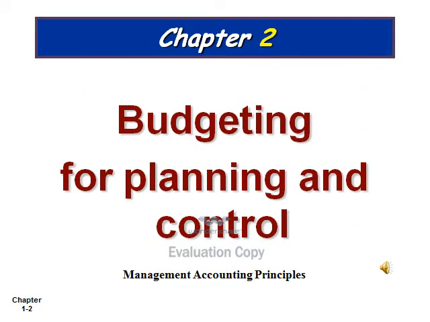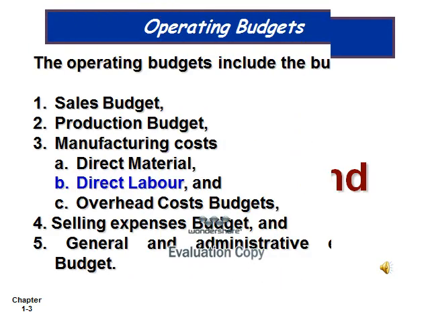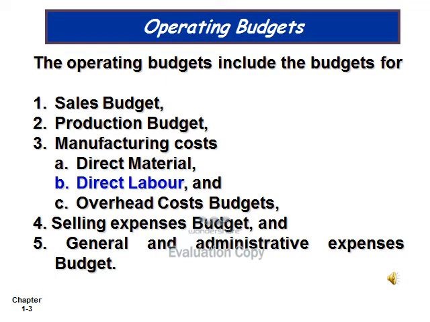In this lecture, I will continue how to prepare a budget for planning and control. We still discuss operating a budget. In the last lectures, we had studied sales budget, production budget, and manufacturing cost budget. In manufacturing cost budget, we had started by direct material budget, and now I will discuss direct labor budget.